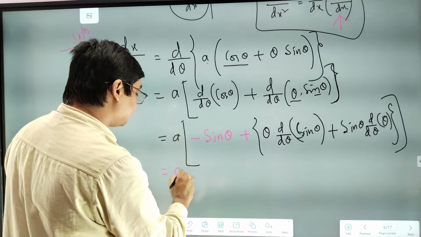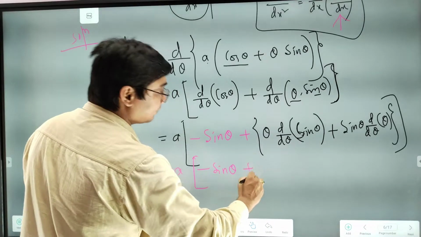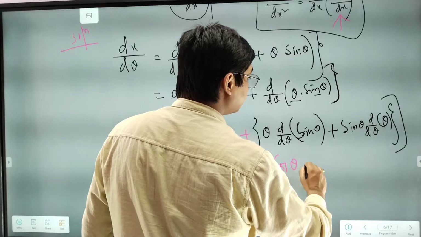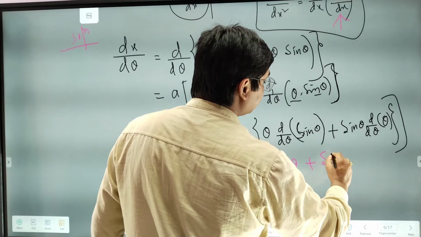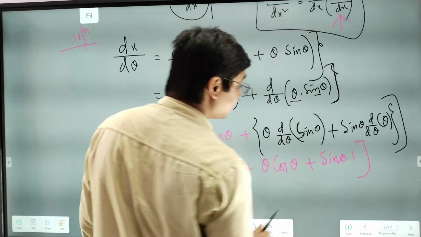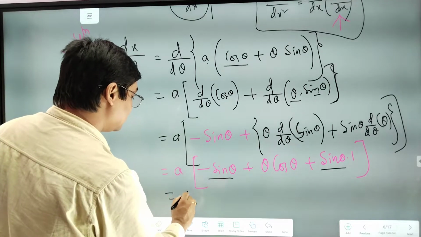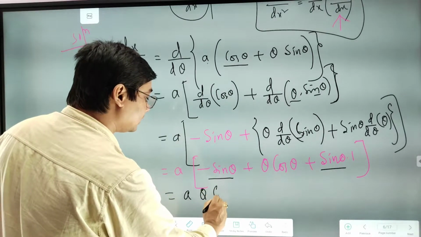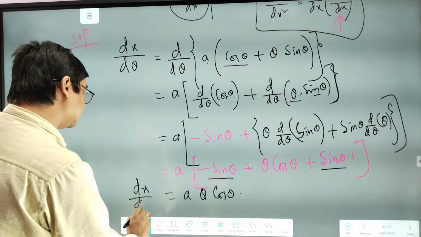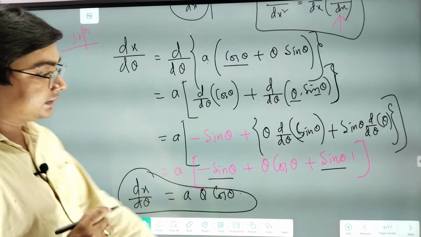Now just simplify this one. Minus sin theta is here, plus theta. What is the derivative of sin theta? This will be cos theta, plus sin theta is here, and the derivative of theta is 1. So now you see this minus sin theta and this sin theta will be cancelled. So here we get a theta cos theta. So this is the value of dx by d theta. Similarly, you find the value of dy by d theta here.